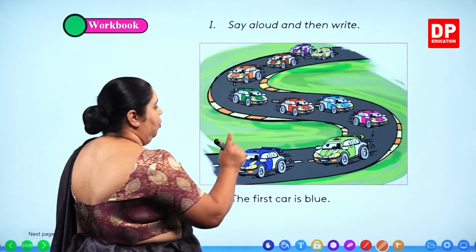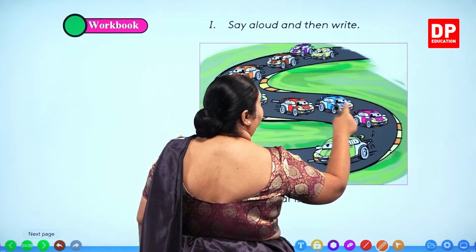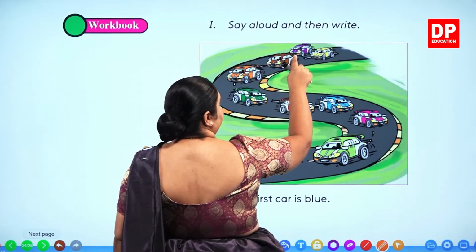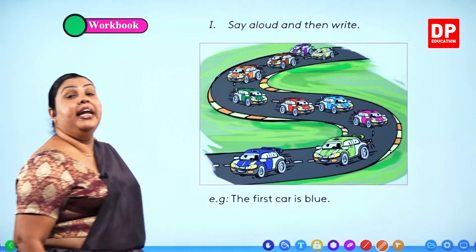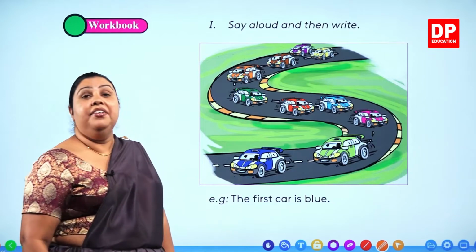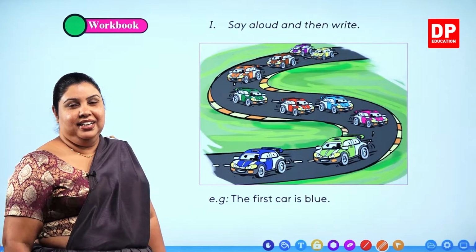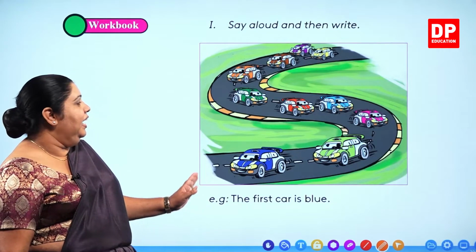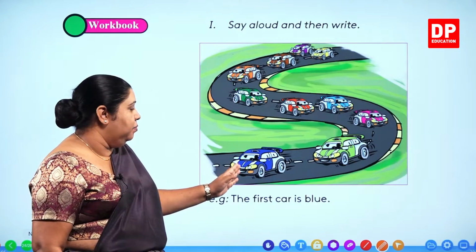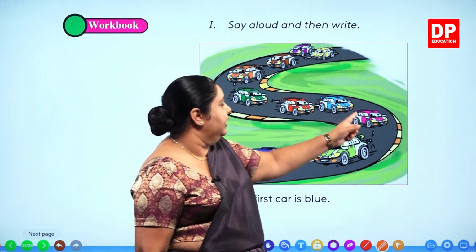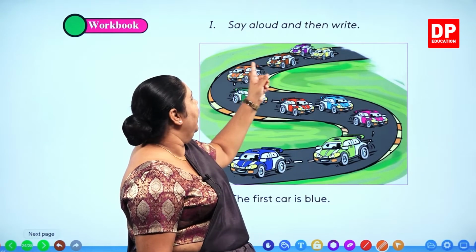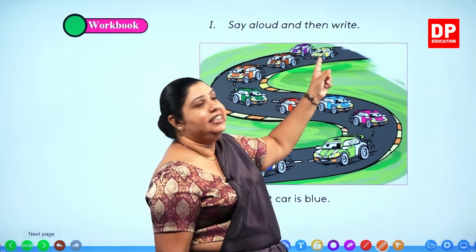Let's count and see. 1, 2, 3, 4, 5, 6, 7, 8, 9, 10. There are 10 cars, right? And they are coming in a race, a car race, right? And we can see their positions. This car comes first, then the second, third, fourth, fifth, sixth, seventh, eighth, ninth and 10th.